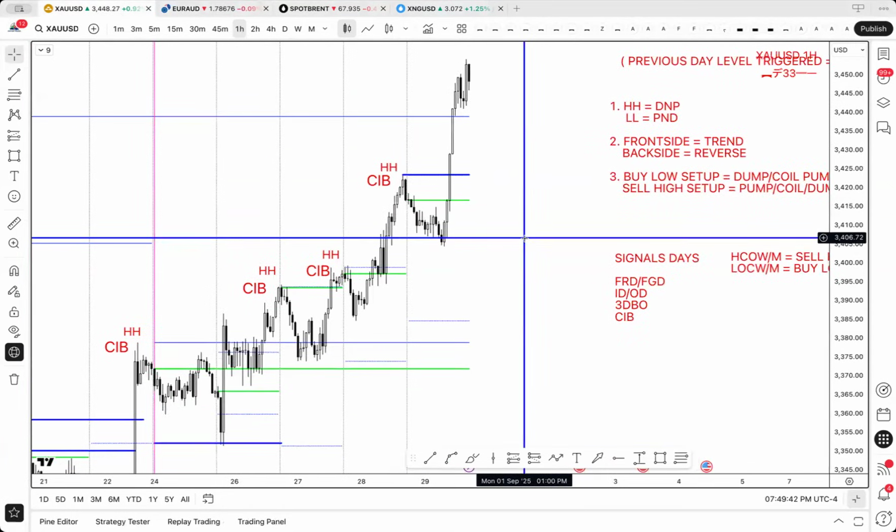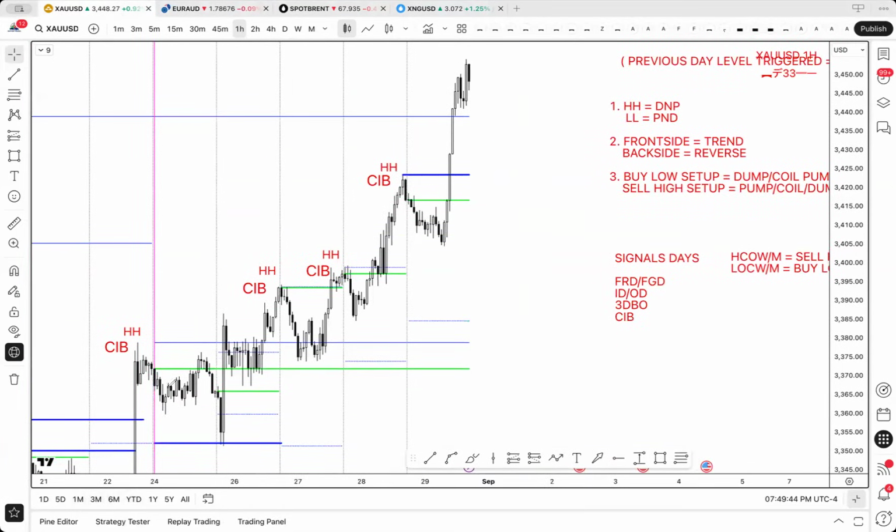Gold this week. We got an inside day signal. And what is an inside day? A day that stays inside the previous day's range. The next day, we got an outside day. What is the outside day? A day that triggers both sides, the low and the high, or the high and the low. But we got higher highs on the front side of the market.